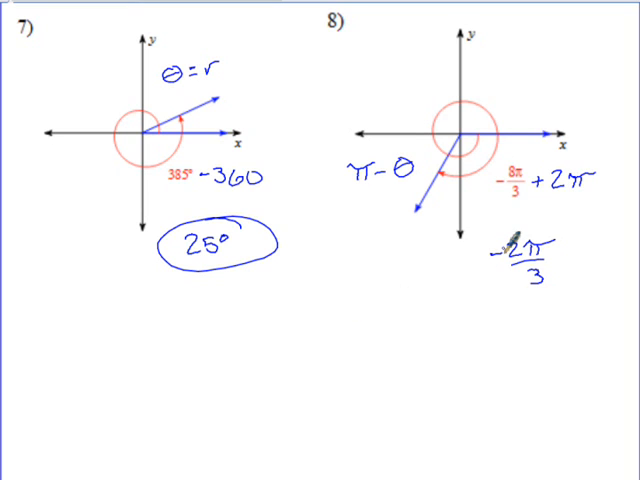When I do this calculation, I'm going to take the absolute value. So I'm going to ignore that negative part, and I'm going to do pi minus 2 pi over 3, which gives me pi over 3. So the reference angle here is pi over 3. If I drew the triangle, this angle right here has to be equal to pi over 3.